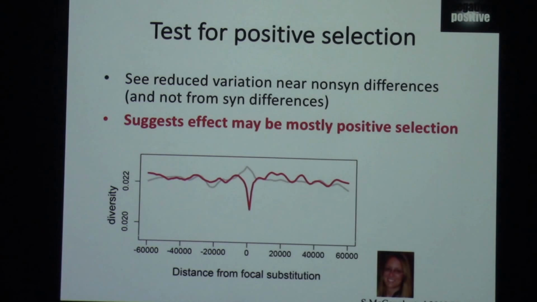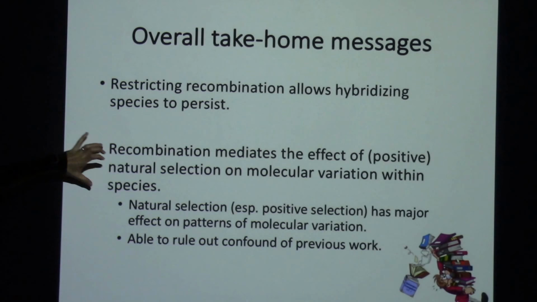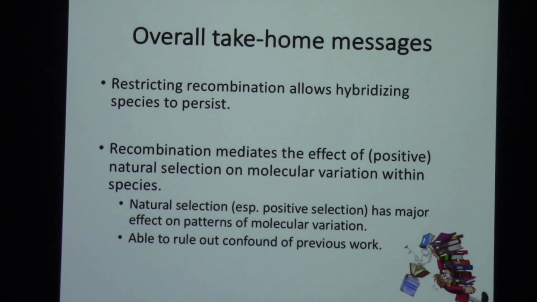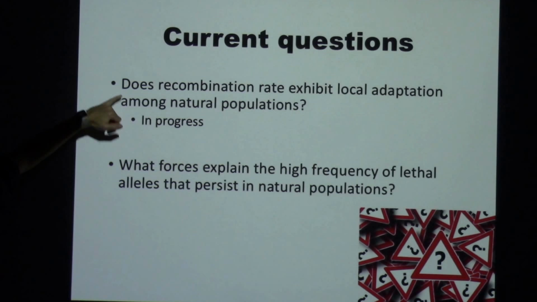So the overall take-home messages from everything: restricting recombination seems to allow hybridizing species to persist. That was the whole first half of the talk. The second half is that recombination is mediating this effect of largely positive natural selection on molecular variation. So again, this seems to be having a very big effect on molecular variation. And we seem to have been able to rule out this confound from previous work, which we've been very excited about. So what we're working on right now is, actually I was literally just talking minutes before I walked into the seminar, my postdoc, Kieran, who I mentioned before, he's studying if recombination rates exhibit local adaptation in natural populations.